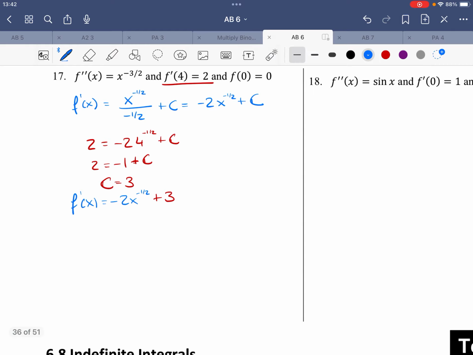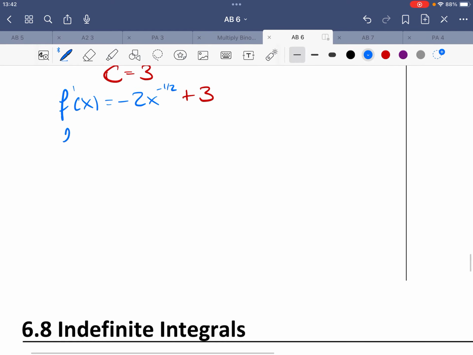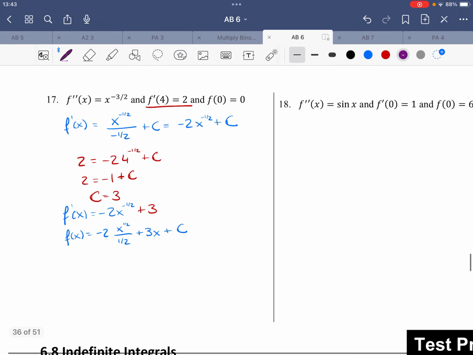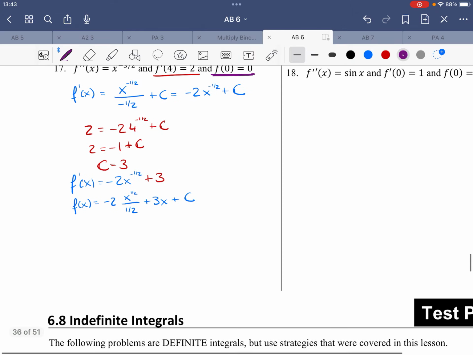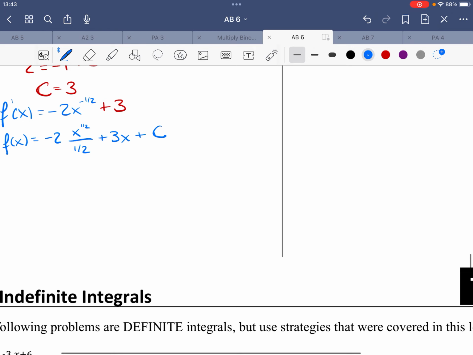Okay, that's the first step. The next step is that I'm going to take the antiderivative again. So now we go to f without any primes, and then I have a negative 2. When I add 1, I get x to the 1/2 over 1/2 plus 3x and plus a new constant. We can use the same letter, that's perfectly fine here. You can use a different letter also if you wanted to. Actually, let me clean it up before we apply that. So this is going to be negative 4 square root of x plus 3x plus c.